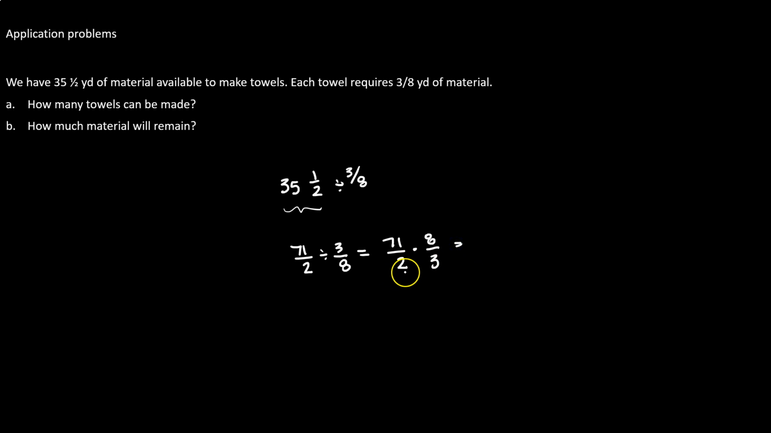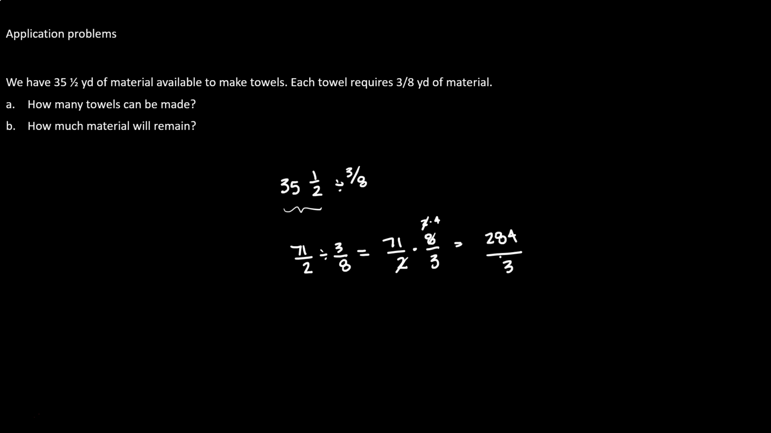If we can reduce, we ought to. 8 is 2 times 4, so we can divide off a common 2. 71 is not divisible by 3, so that's the best we can do. We'll do 71 times 4 to make our numerator. That's 284, and then 3 is the denominator.